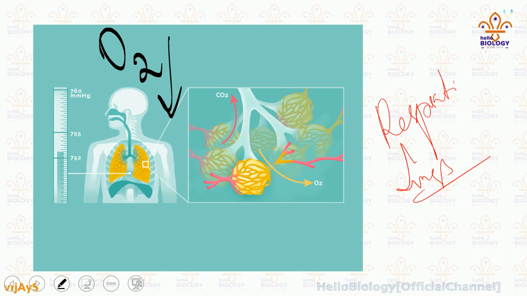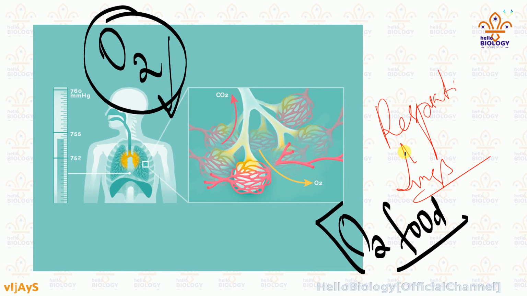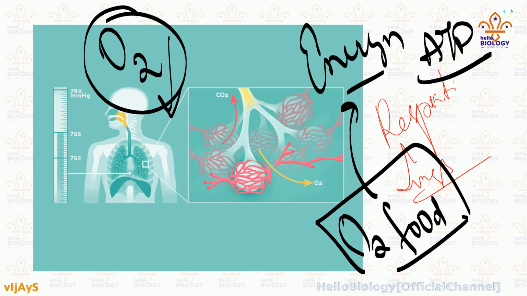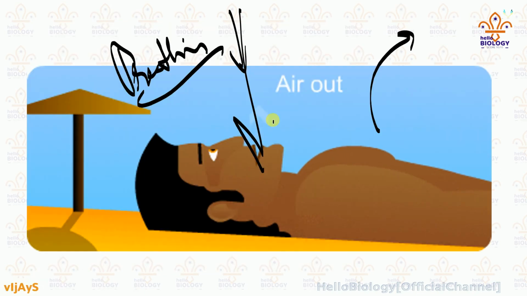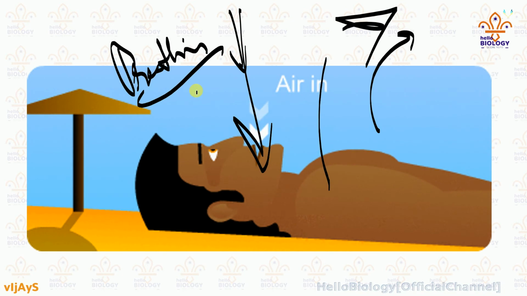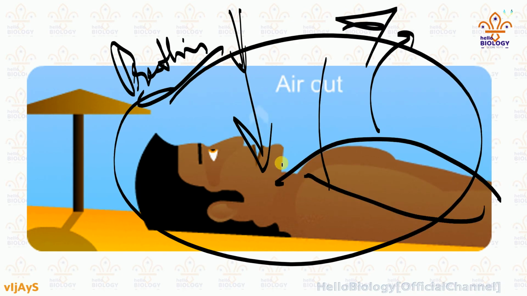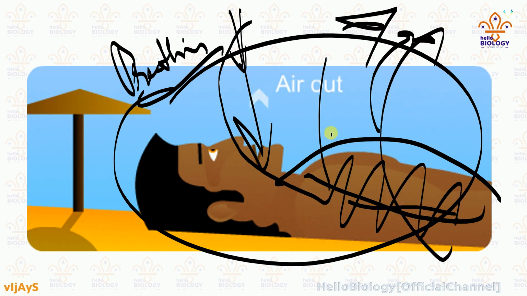But in respiration, we take in oxygen and break down the food with the help of the available oxygen, thereby producing energy in the form of ATP. That is known as respiration. Respiration means production of energy. Breathing means taking in air and giving out air. In this whole process, the chest expands and the chest contracts. When you take in air, the chest expands. When you give out air, the chest contracts.